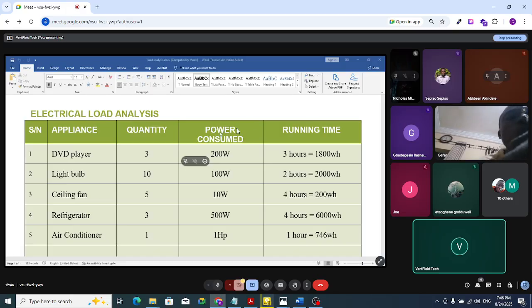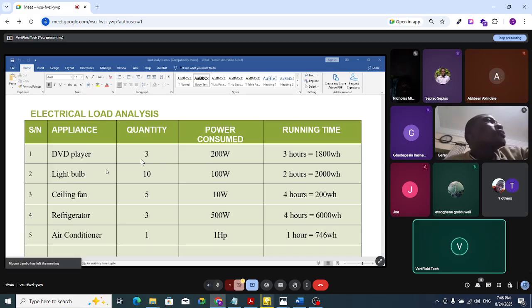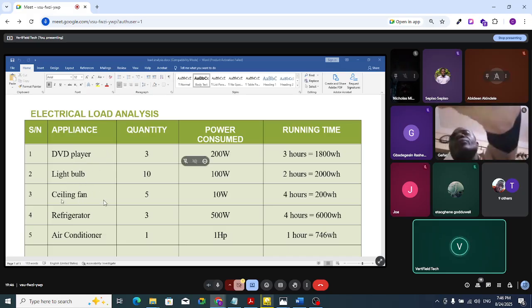So now, what is the technique which we usually use for solving this kind of problem? You are going to get the energy consumed by each of these 5 appliances and then sum it up. That is to say, get the energy consumed by the DVD player, light bulb, ceiling fan, refrigerator, and air conditioner, and then add all the individual energy consumptions up to give you the total energy consumed. So that is what you are expected to do here right now. So let us do that immediately.